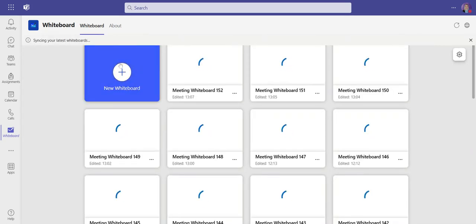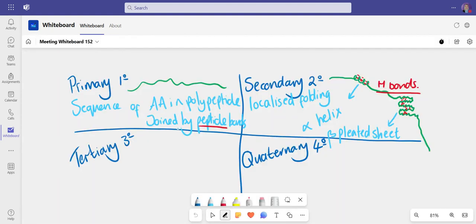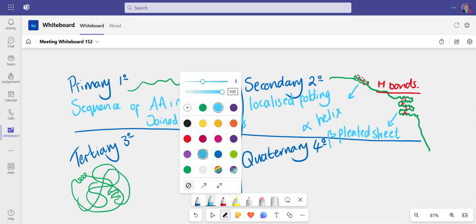The next level of protein structure is the tertiary structure. Now, in the tertiary structure, our polypeptide chain folds up into a big 3D shape. It will still have elements of alpha helix, elements that are folded into beta pleated sheet. Overall, it's now got an overall 3D shape.